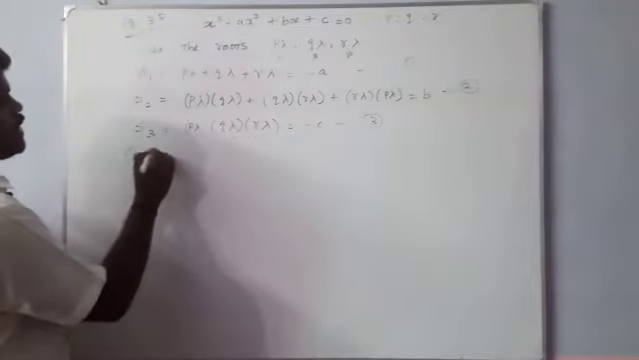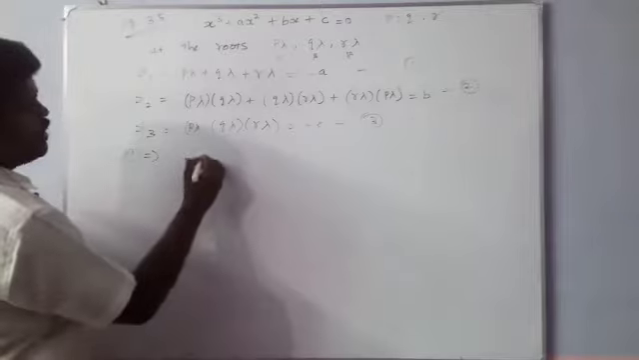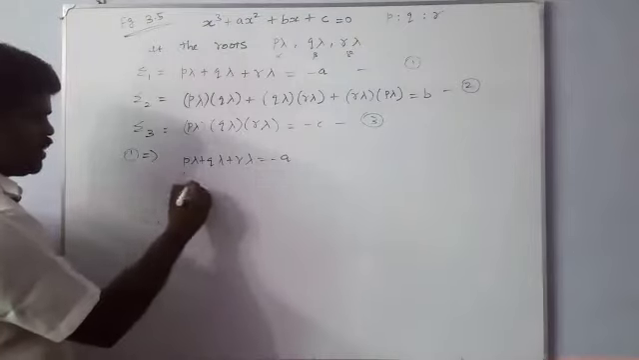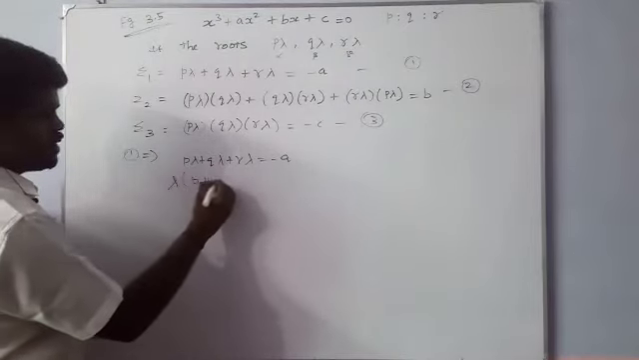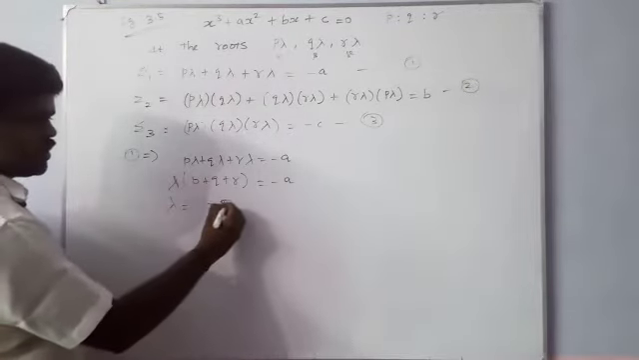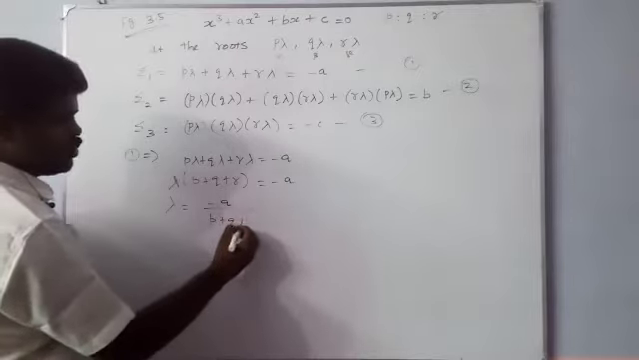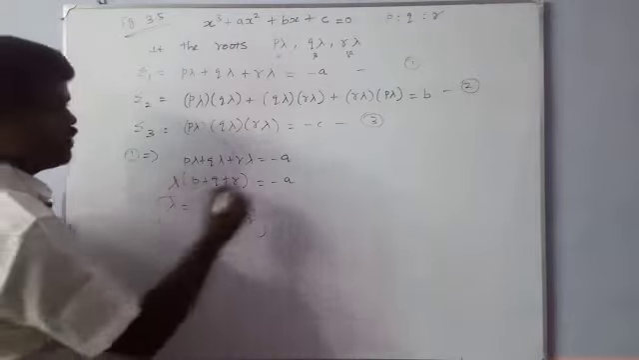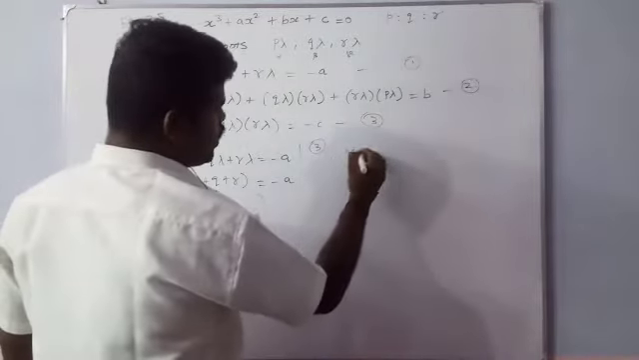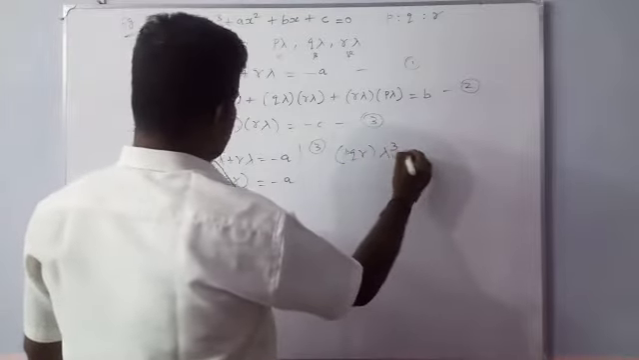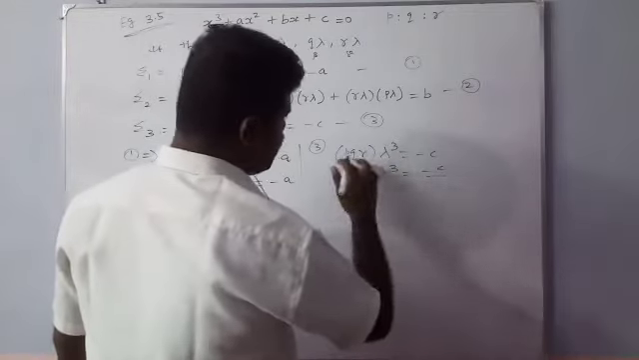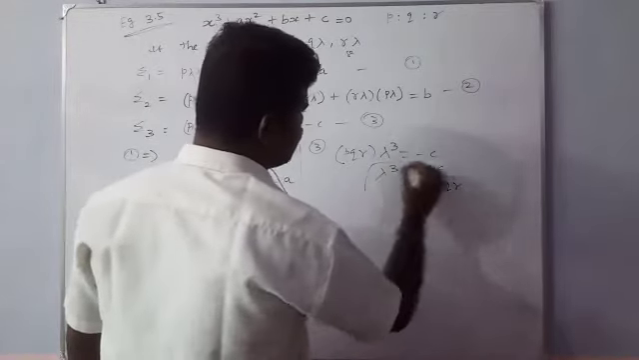Now the first equation implies that p lambda plus q lambda plus r lambda is equal to minus a. Take lambda outside, so p plus q plus r is equal to minus a. Now lambda value is equal to minus a divided by p plus q plus r. And the third equation implies that multiply these 3 terms: p into q into r into lambda cube equal to minus c. Now lambda cube equal to minus c by p into q into r.